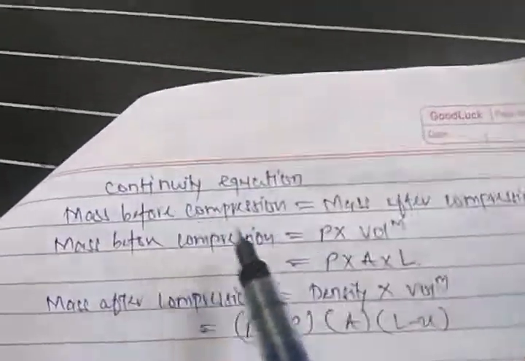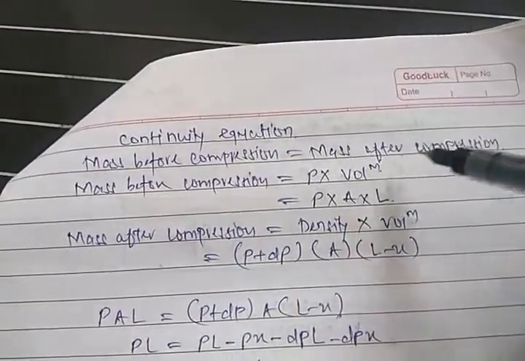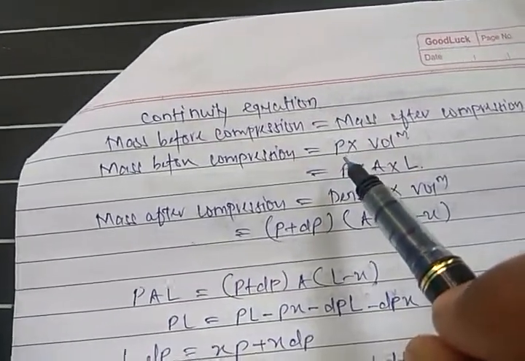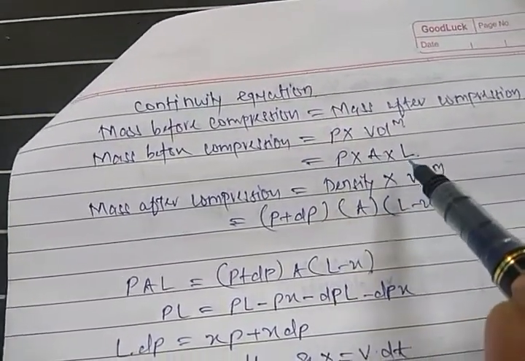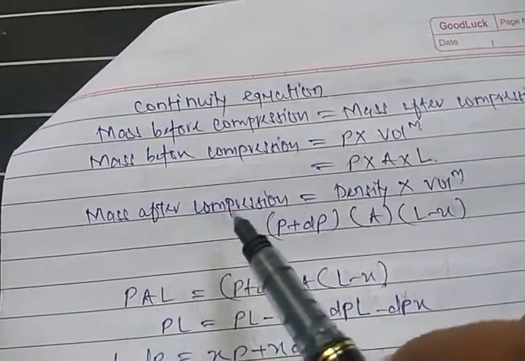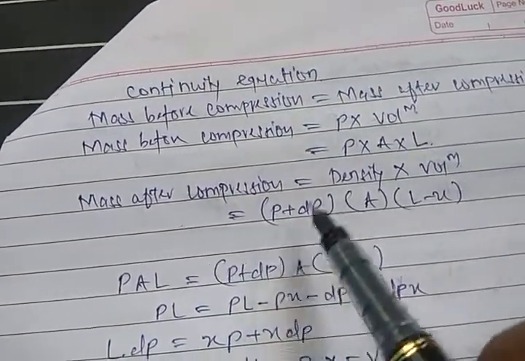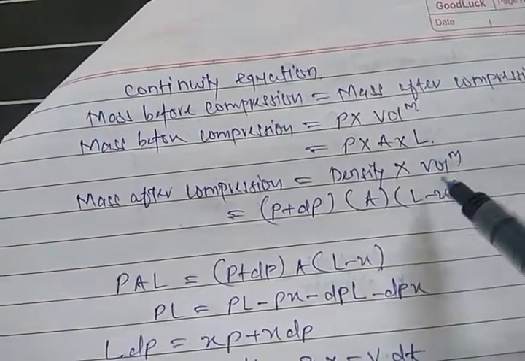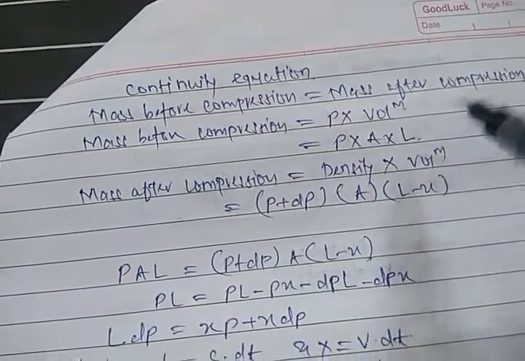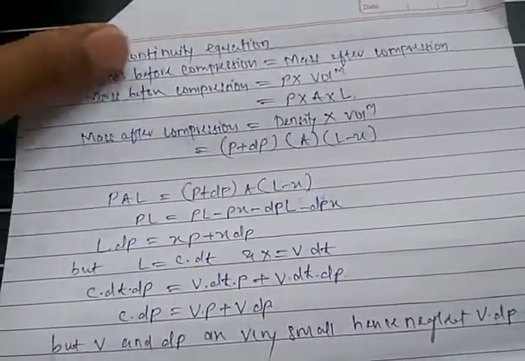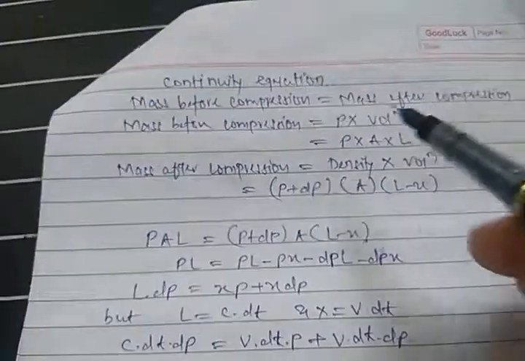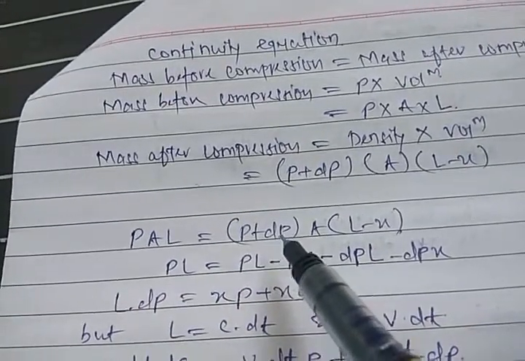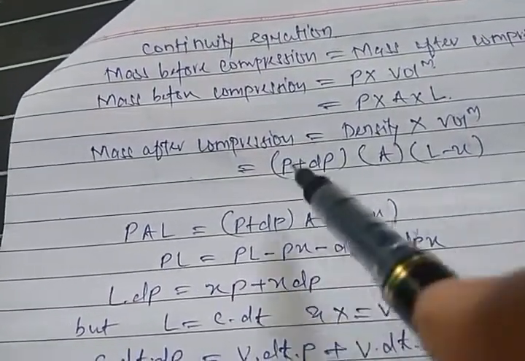Next, by the continuity equation, mass before compression is equal to mass after compression. Mass before compression is mass density into volume, rho into A into L. Mass after compression is density into volume again. Density now changes to rho plus d rho, area is A, and the length is L minus x now, earlier it was L. So equating both, rho A L is equal to (rho plus d rho) into A into (L minus x).